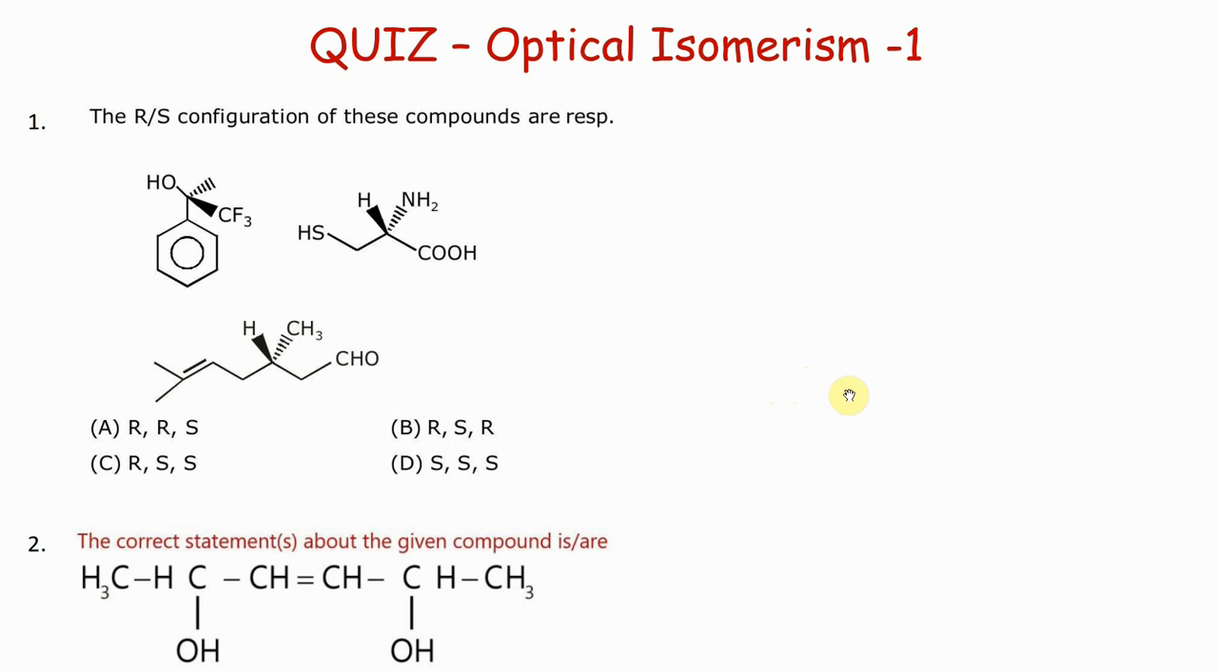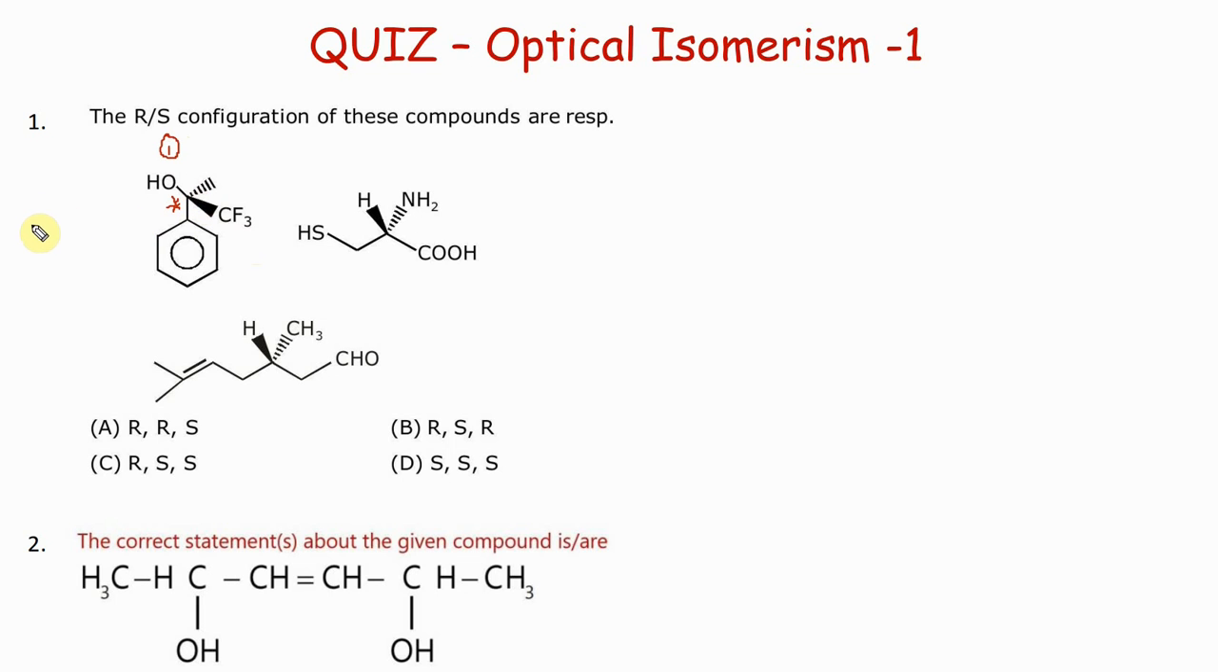Going into question number 1. The R and S configuration of these compounds are? So they are asking you R and S. Now let's go one by one. So this is my chiral carbon. We have to assign the priorities, and the least priority has to be at the back side. So I know that oxygen is my priority 1. Then what all do I have?